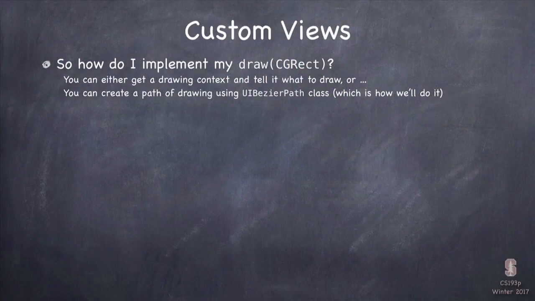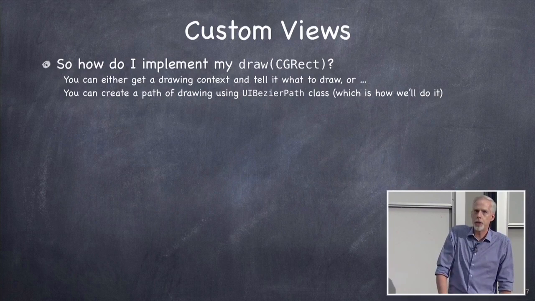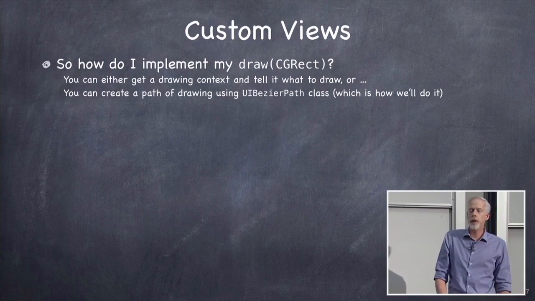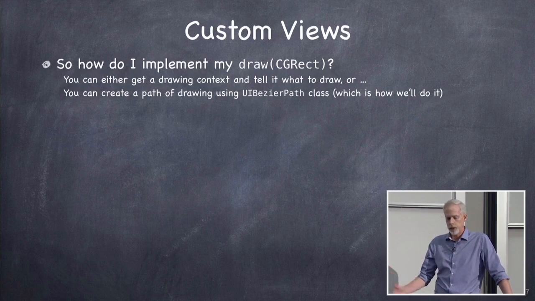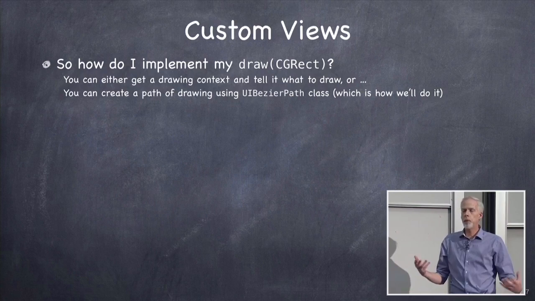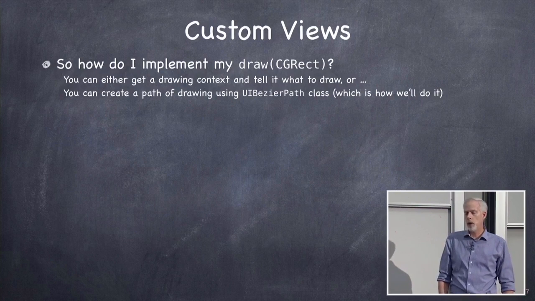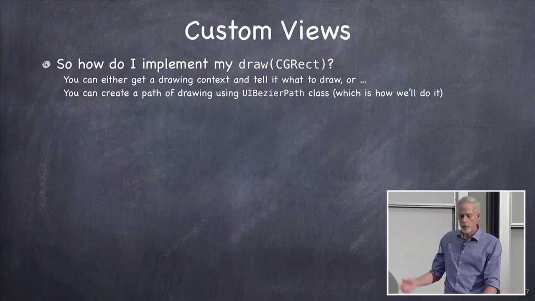All right. So how do I implement this draw with the CGRect argument? And the answer is you're going to do it with paths. You're going to create paths, and then you're going to stroke them and fill them to make shapes and things like that. And then you're also going to use text and images. So that's the primary way that you're going to draw in there. Okay, so we'll talk about text and images in a minute. Let's talk about the drawing with the paths first.